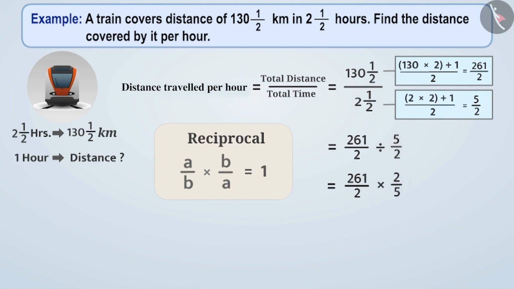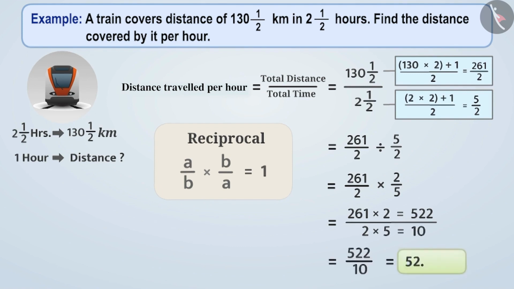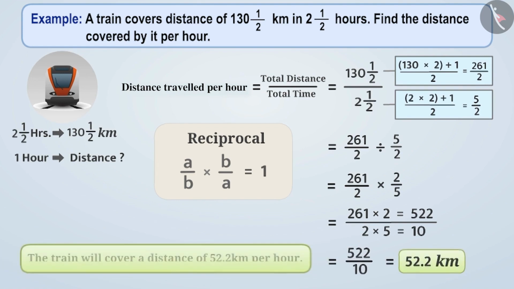For example, here we multiply 261 by 2 and 2 by 5. We will first multiply the numerators to get the result. Here, 261 into 2 is equal to 522. Then we multiply the denominators, 2 into 5, to give you 10. Here, we will get the result 522 by 10, which can be expressed as 52.2. Therefore, the train must be covering a distance of 52.2 kilometers per hour.